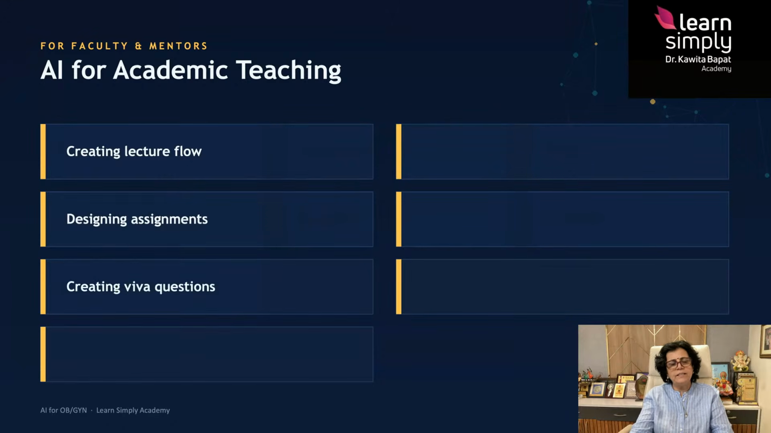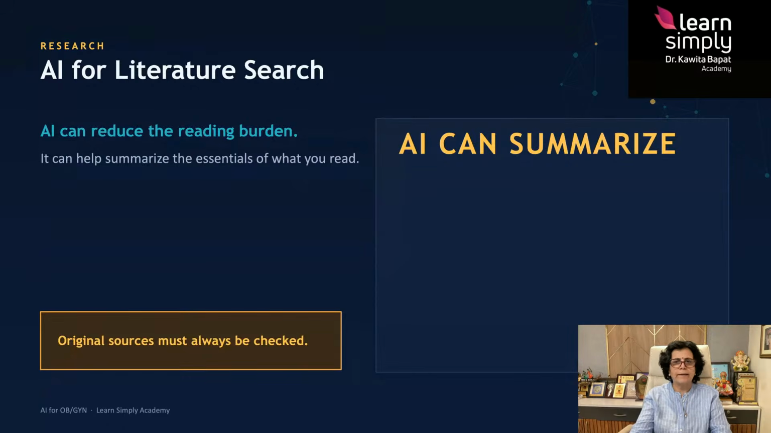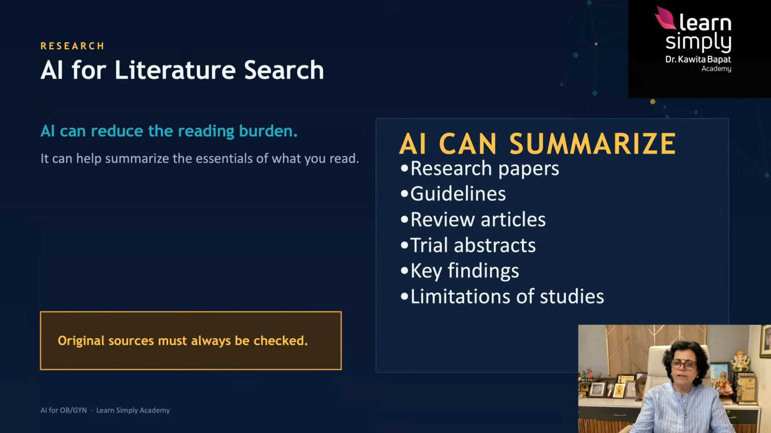Now, academic teaching: again, create a lecture flow, design assignments, viva questions, plan revision sessions, prepare case discussions, make MCQs, and structured feedback. For literature search, AI can reduce the reading burden. It can summarize the essentials of what you read, for example big research papers on PubMed or guidelines. It can review articles, give trial abstracts, key findings, and the limitations of the studies.